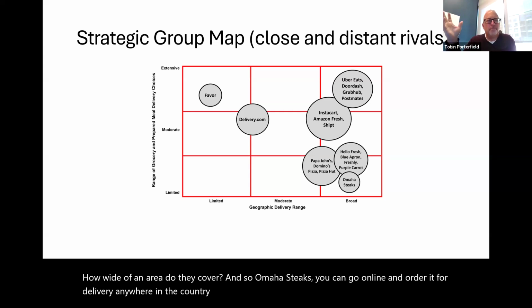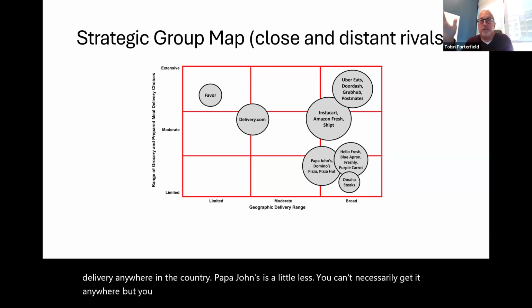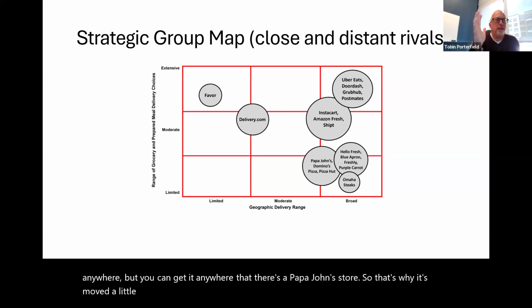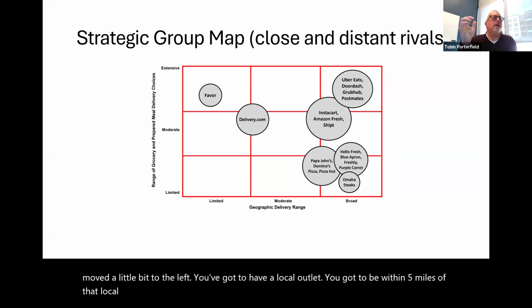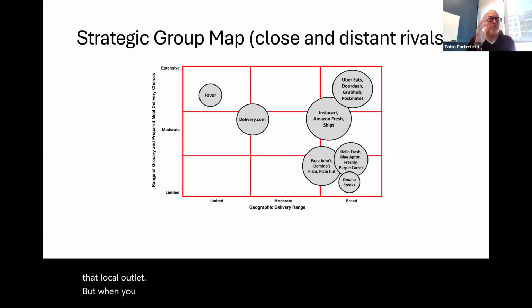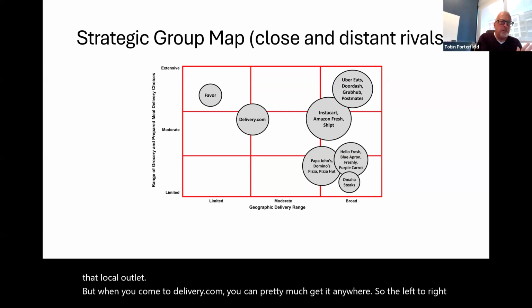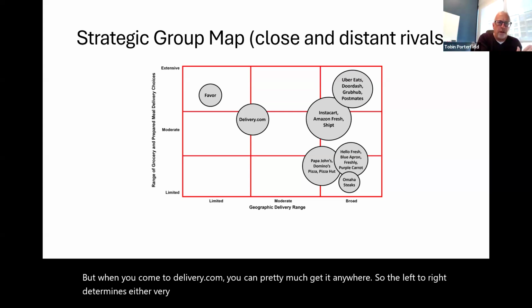Papa John's is a little less. You can't necessarily get it anywhere, but you can get it anywhere that there's a Papa John's store. So that's why it's moved a little bit to the left. You've got to have a local outlet, and you've got to be within 5 miles of that local outlet. But when you come to delivery.com, you can pretty much get it anywhere. So the left to right determines either very focused local area only, very few outlets, to I can get it anywhere, anytime.